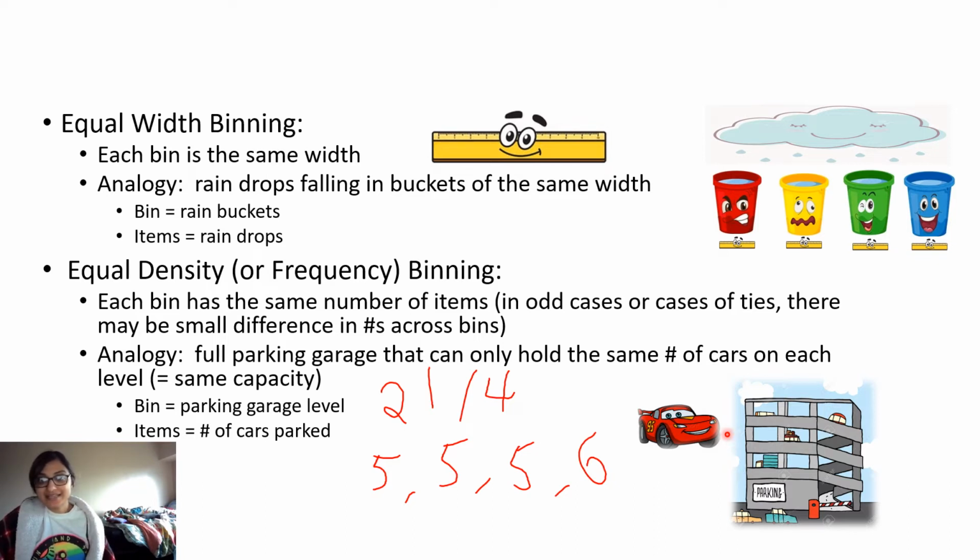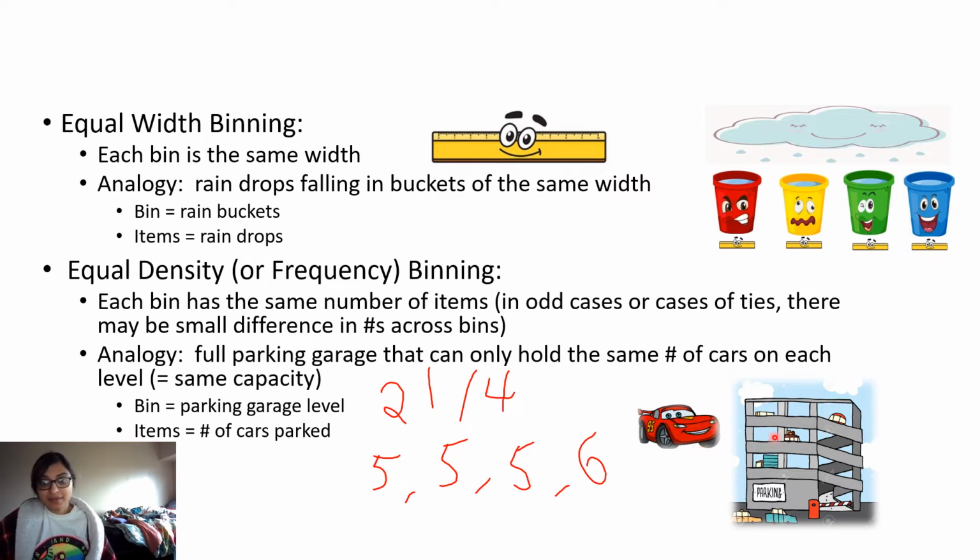So through those two videos, I try to cement the ideas in your mind about what equal width binning and equal density binning are, and how they compare. Again, they're just focused on their own criteria. They're not concerned about the others. Equal width is not concerned about each bin having the same number of items inside it, and equal density binning is not concerned about the width of the bins.